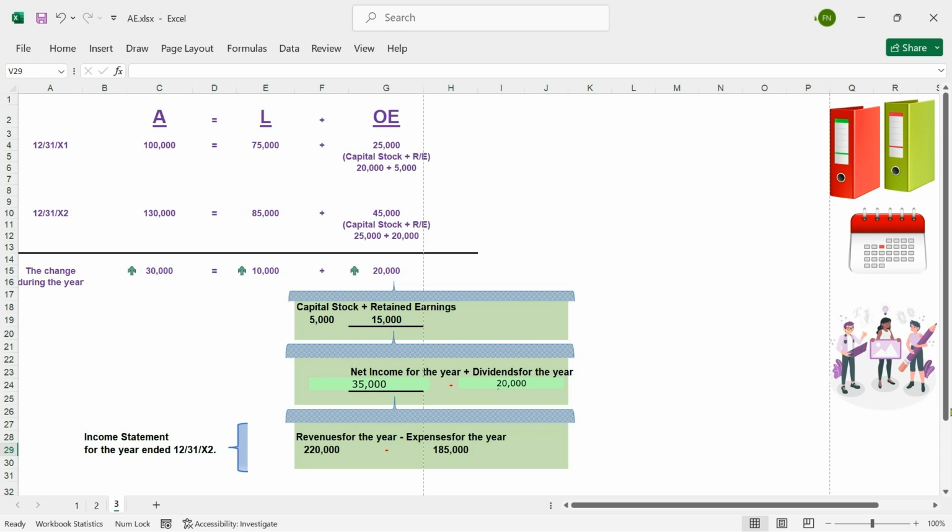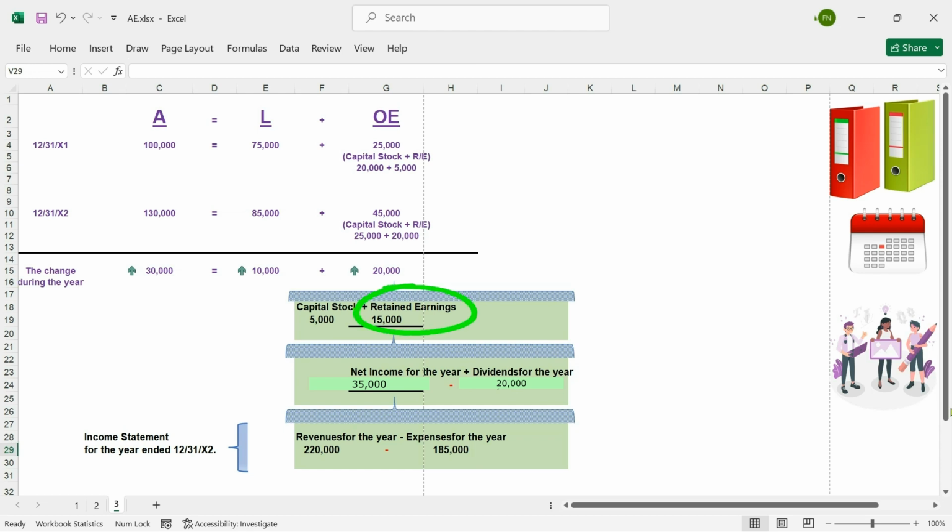In fact, we can even expand this equation to be a little bit more descriptive in terms of what gave rise to the change in retained earnings during the year, because any change in retained earnings during the year is a result of earnings during that year, less any dividends from those earnings paid out to the owners during that year. In fact, net income for the year minus any dividends for the year will be the same as the change in retained earnings.